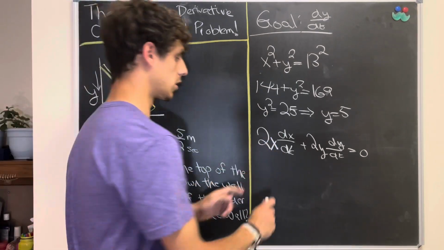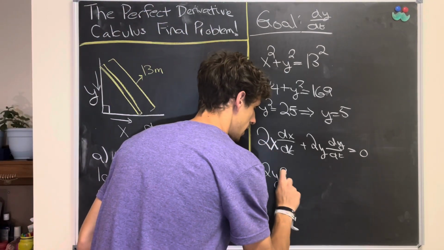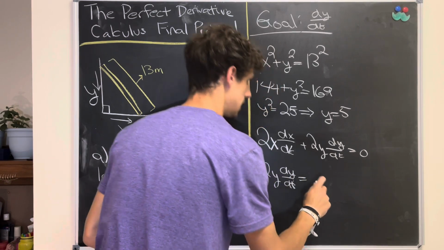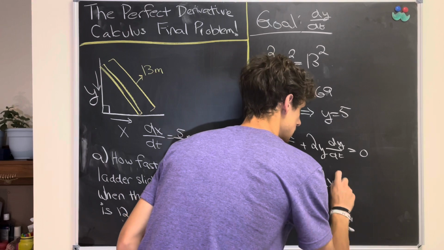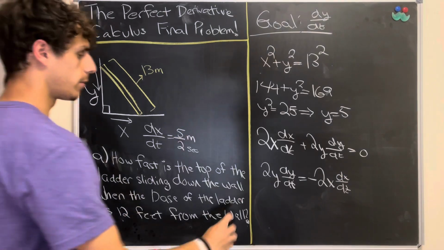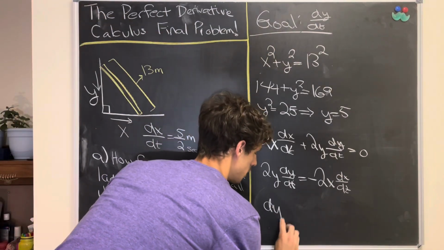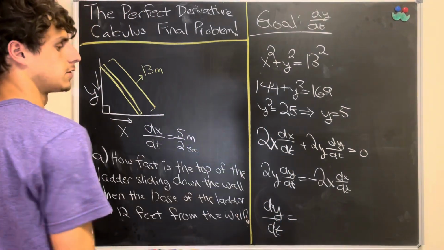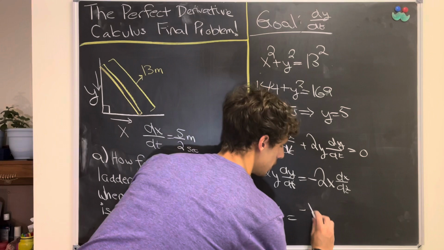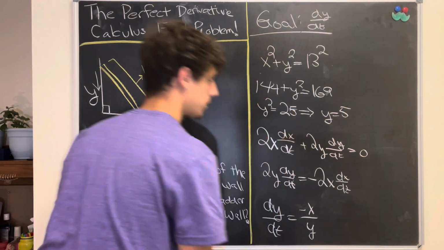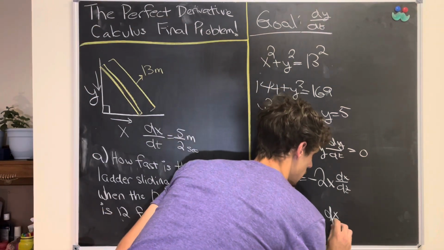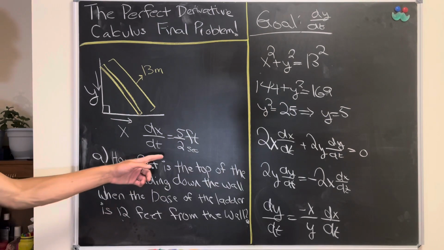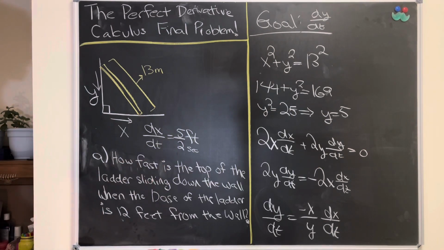So we'll move this whole term over and we'll have 2y dy dt equals negative 2x dx dt. Now we're pretty much home free. We can just solve this equation for dy dt, and that'll give us negative 2x over 2y, but that just simplifies down to negative x over y times dx over dt. Now we can plug in our numbers. We know that dx over dt is 5 feet per 2 seconds.